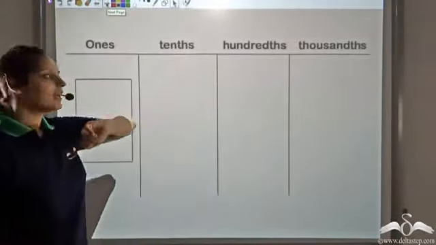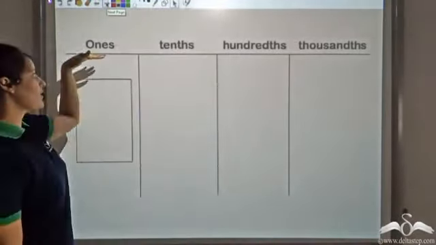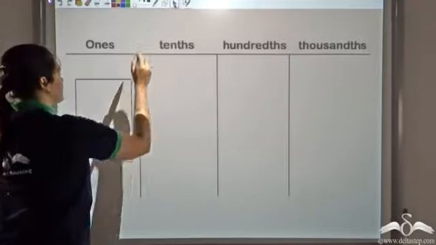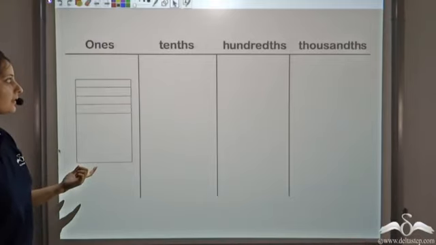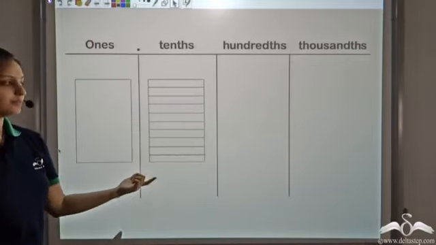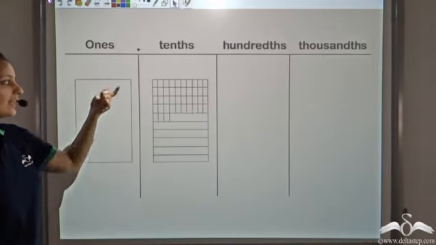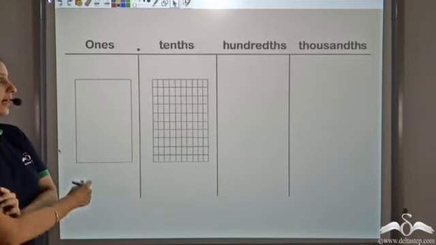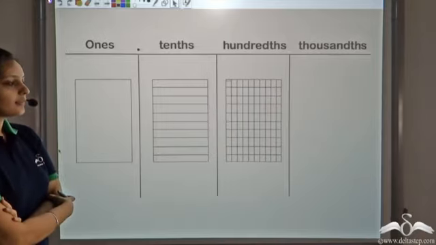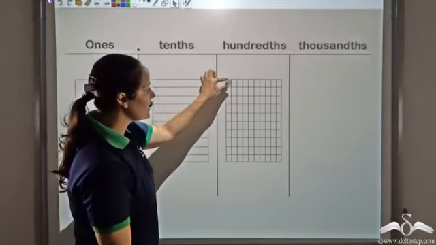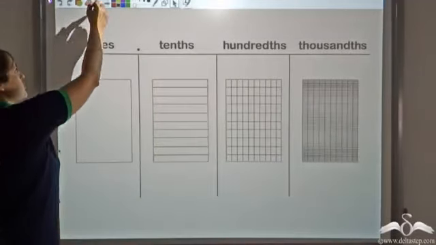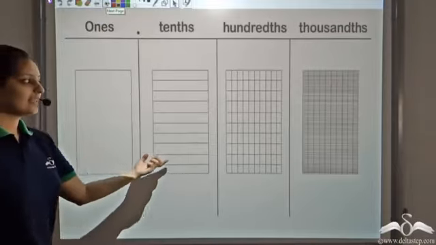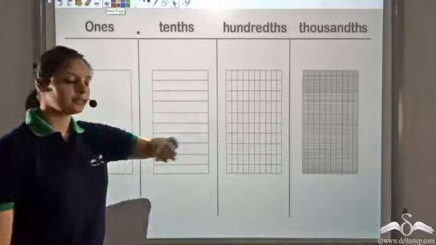Now let us try to see what ones, tenths, hundredths, thousandths actually indicate. So let's say that we have this one. If I divide it into 10 equal parts, I get tenths. Further, on dividing each tenth into 10 equal parts, I get hundredths. And further, if I divide each hundredth into 10 equal parts, I get thousandths. So this is what I get: ones, tenths, hundredths, thousandths.